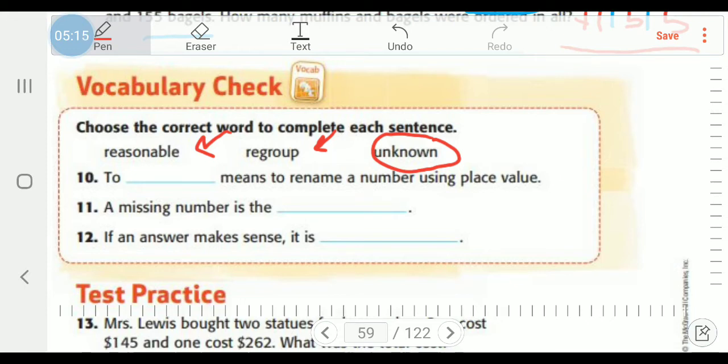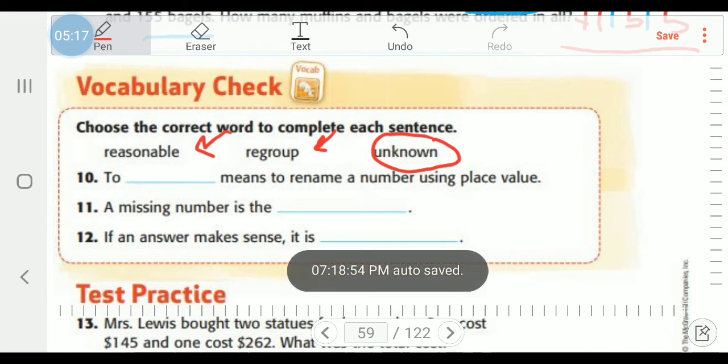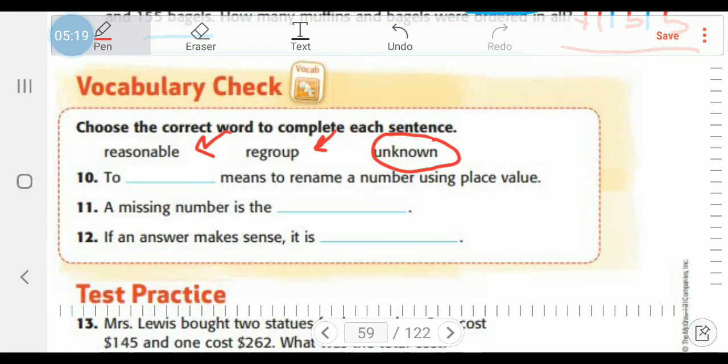So if you look at number 10, it says to blank means to rename a number using place value. Number 11 says a missing number is the blank. And number 12, if an answer makes sense, it is blank. And at this point, you should kind of pause the video and figure out where you think each word goes. Now, I'll tell you which one goes where so you can check your answer.